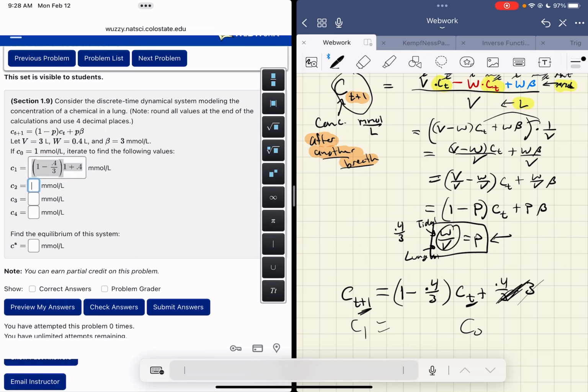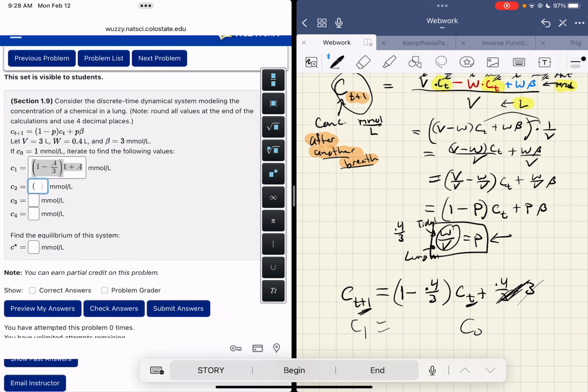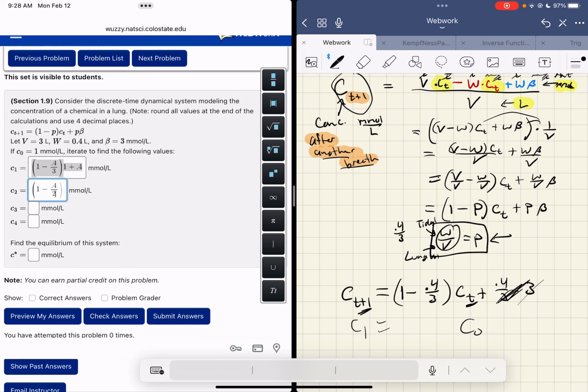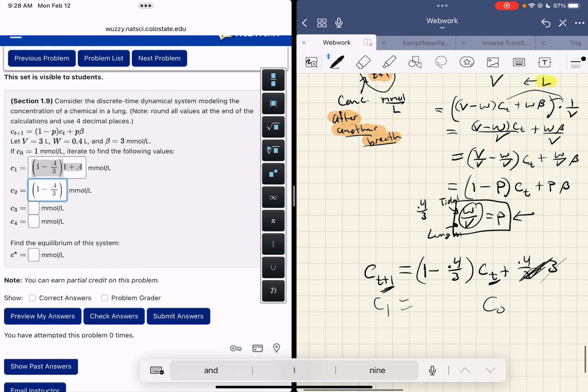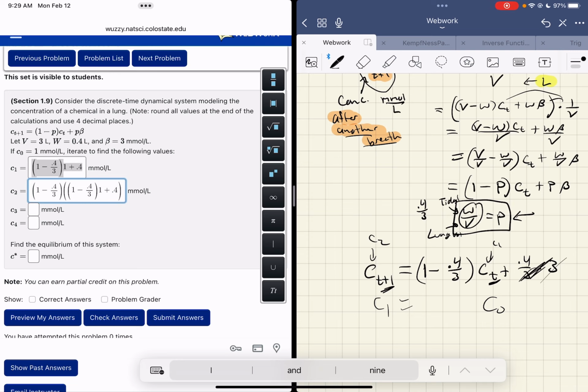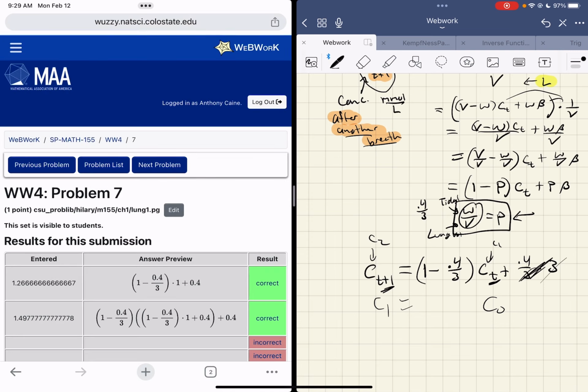Now, I could, if I wanted to, do 1 minus 0.4 divided by 3. And now, if I plug in C1, I'm going to get out C2, right? So I'm trying to compute C2. So let's plug in C1, okay? Copy, paste. There's C1. Looks gross. Don't sweat it. Plus 0.4. Okay, I've done the updating function now. You can see it works, right?